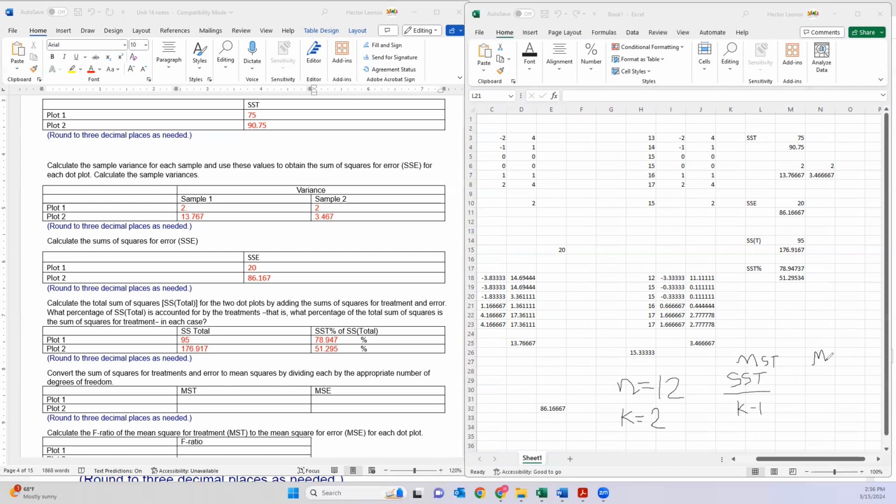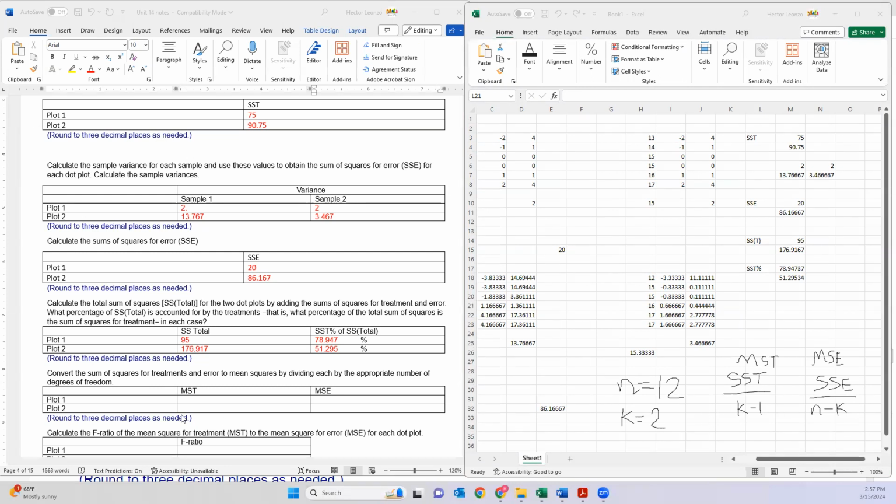Now my MSE, so for my error here, remember this is the sum of the squares for treatment and then the sum of the squares for error. So we're going to convert this to mean squares of treatment and mean squares of error. For this one, the formula I'm going to use is SSE divided by N minus K. So there, I wrote down what I needed to write.